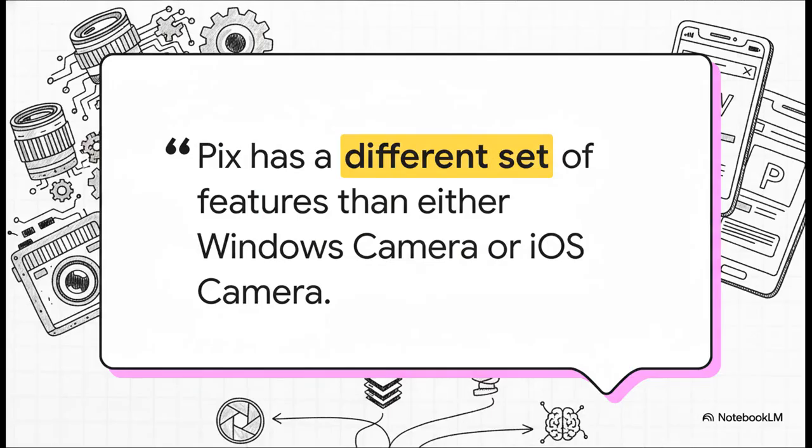And this wasn't just some copy-paste of the Windows app. As Microsoft themselves pointed out, Pix had its own unique set of features, totally different from both the Windows camera and even Apple's own native camera. It was a really fascinating and, frankly, kind of a confusing move.